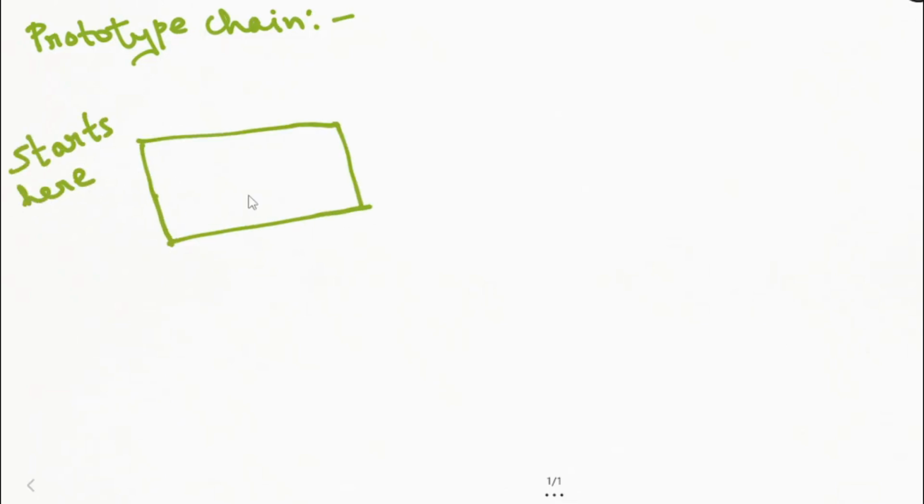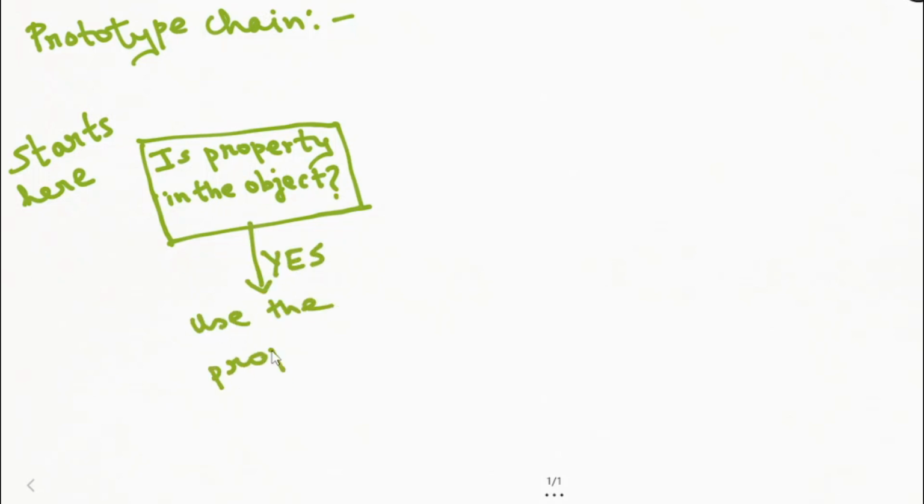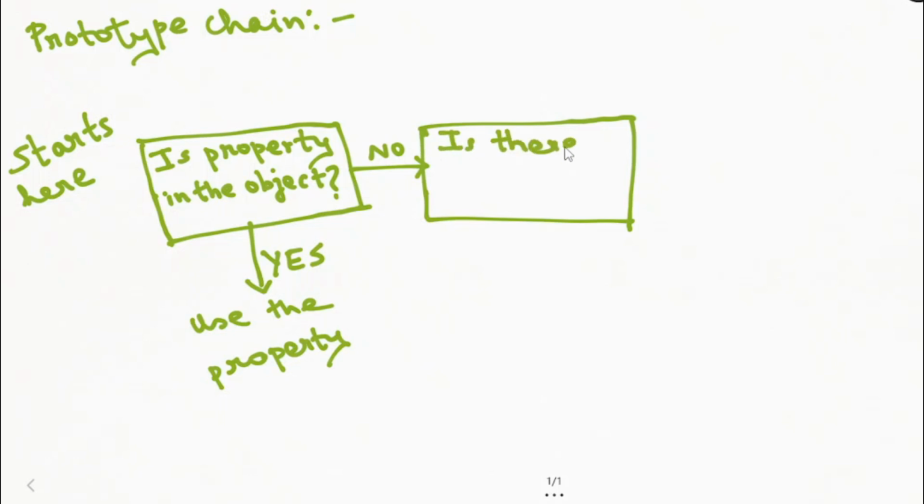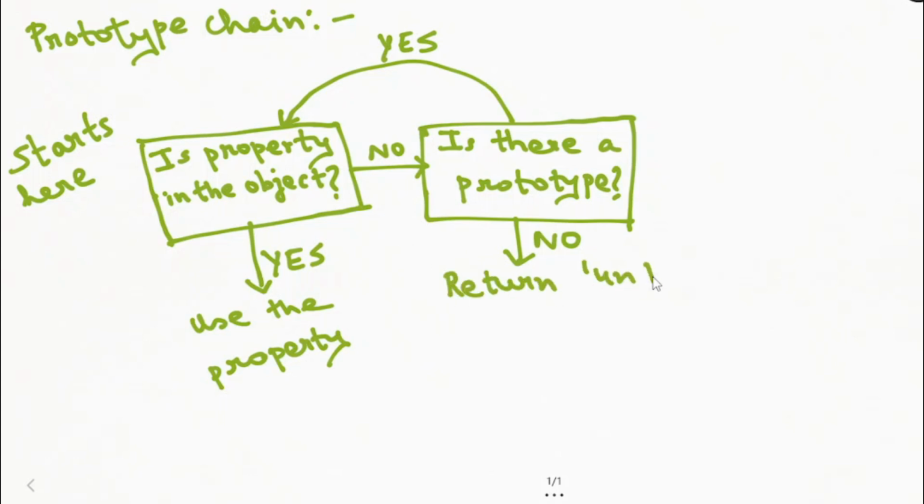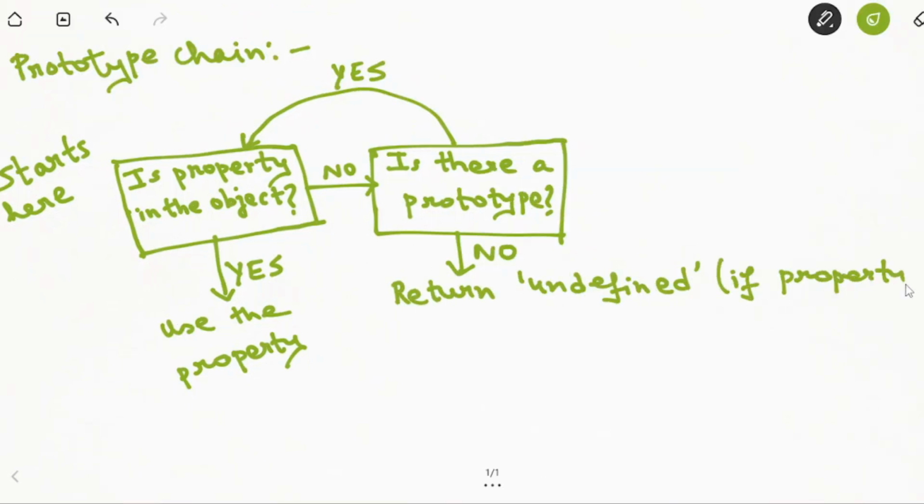Let us have a visual representation of it. This is our prototype chain. It starts here. JavaScript is going to first check whether the property is in the object or not. If yes, it will use the property, and if no, then it's going to check whether there is a prototype or not. If yes, it will return back to our starting point. Else, in case of no, it will return undefined if it's a property, else it will throw an error if it's a method.